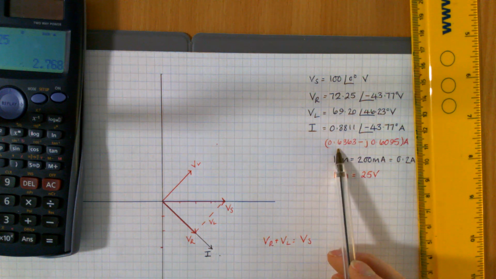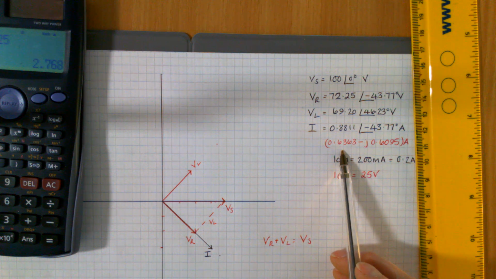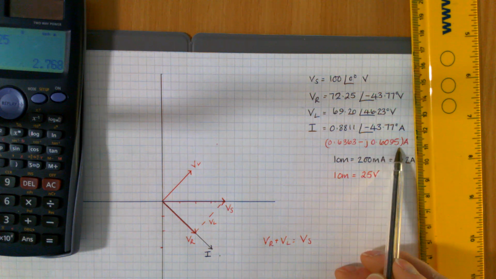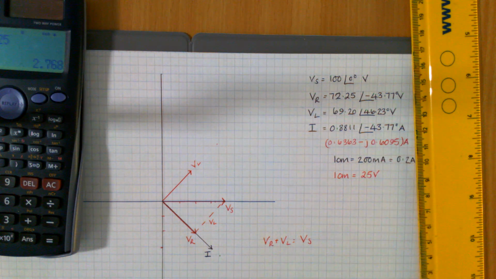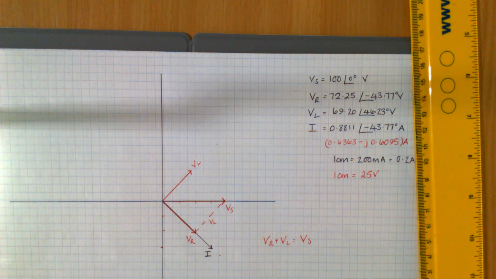this is the current converted from polar to rectangular. So going from polar to rectangular is 0.6363 minus j 0.6095. It is a wee bit blurry. So that would be your phasor diagram.